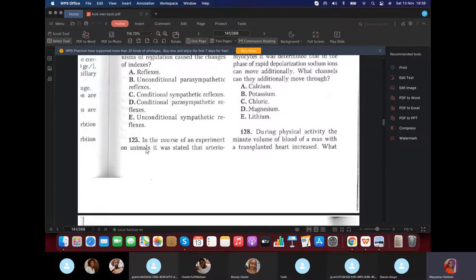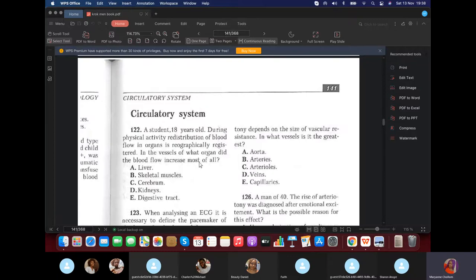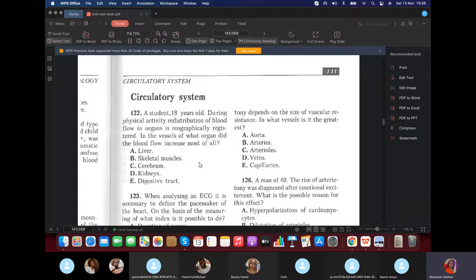125. In the course of an experiment on animals, it was stated that the arteriotony depends on the size of vascular resistance. In what vessel is it greatest? They ask you what vessel has the greatest resistance. So I think the answer will be arterioles. Why? Because as I told you, the more the vessel is constricted, the smaller the diameter becomes. So it will be the arteriotony, or the tonicity of the arteries, okay?